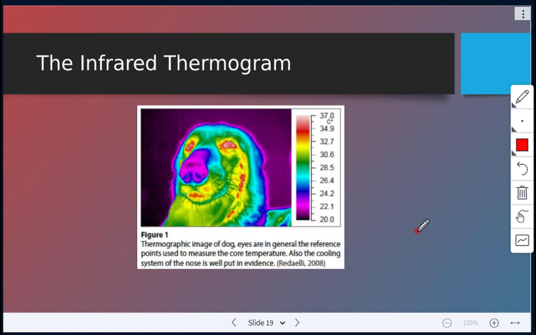Here's another infrared thermogram of a dog, and you can see the temperatures of the different colors, right? So purple down here, it's about 22 degrees Celsius, and then as we get up to red, we're reaching about 37 degrees Celsius. So, thermographic image of a dog. The eyes are in general the reference points used to measure the core temperature. So the eyes are in that reddish range. The cooling system of the nose, purple.